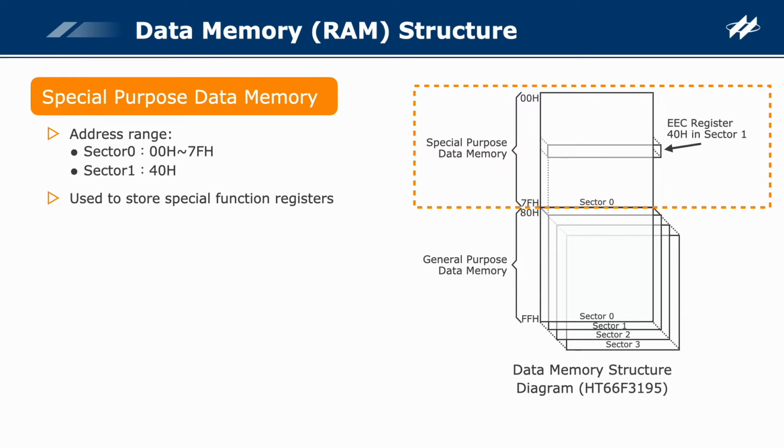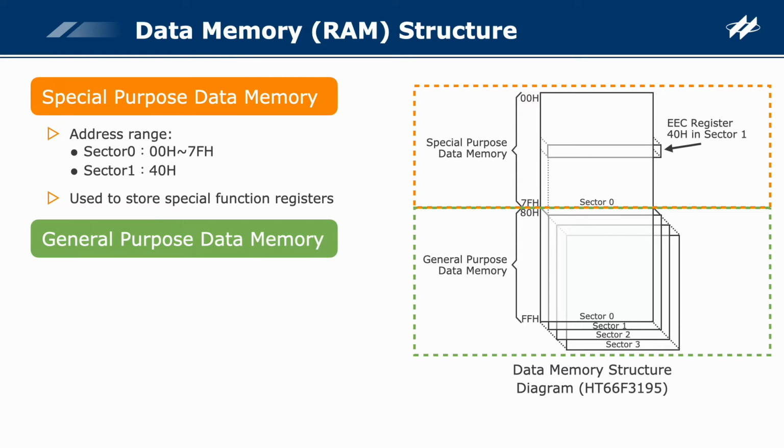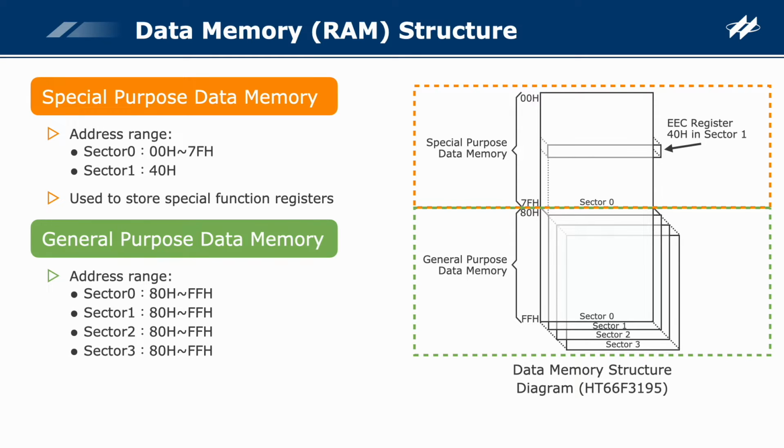This area of data memory is where the special function registers are stored. Most of the registers are both readable and writable, but some are readable only. Note that for locations that are unused, any read instruction to these addresses will return the value hex 00. The second area of data memory is reserved for general purpose use, whose address range is from hex 80 to hex FF in sector 0 to sector 3.